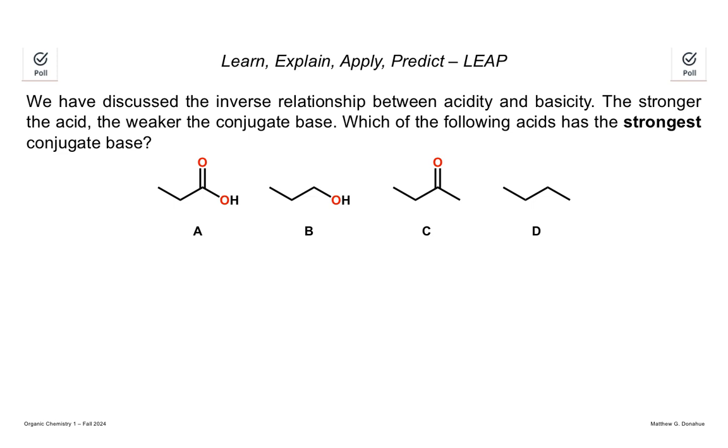So again, there's the slide. Just keep in mind the inverse relationship between acidity and basicity. So strong acids form weak conjugate bases. Weak acids form strong conjugate bases.